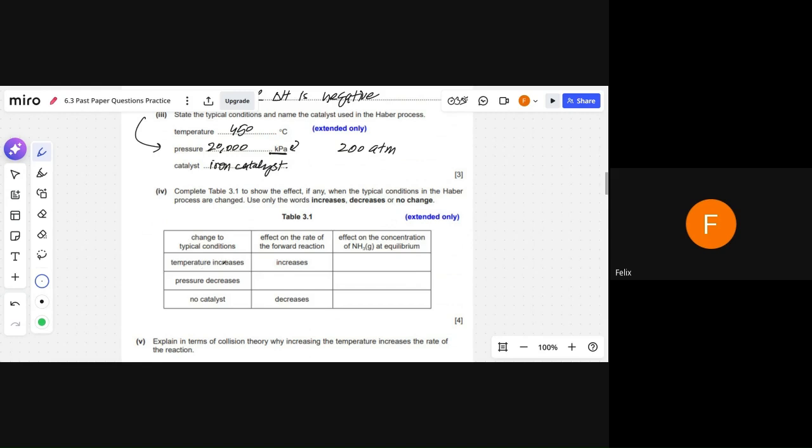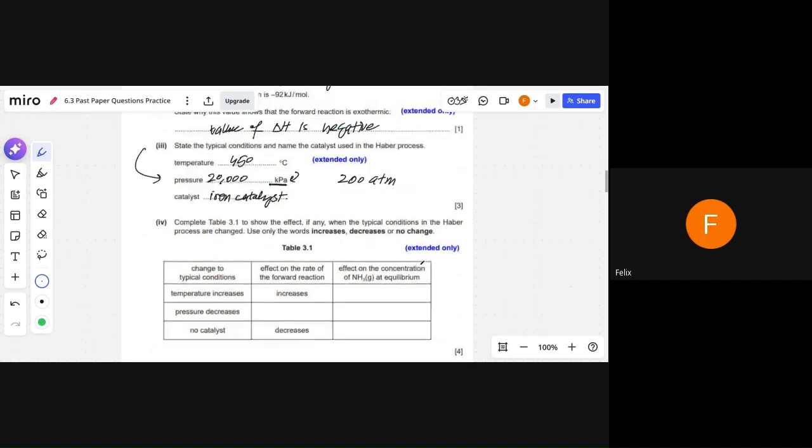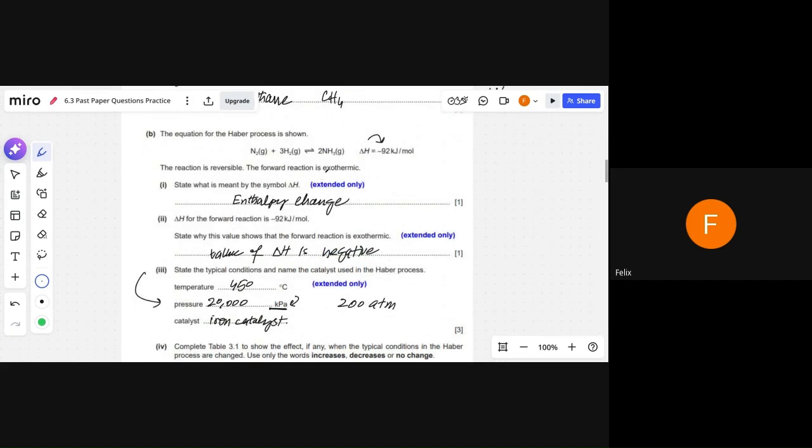Okay. So temperature increases, effect on the rate of the forward reaction increases, yes, but the backward reaction or the reverse reaction will also increase. The effect on the concentration of ammonia at equilibrium. Okay, so now you can see that this is an exothermic reaction. It is written here, and we can see this from the enthalpy change sign. The value is negative, and ammonia is on the product side.